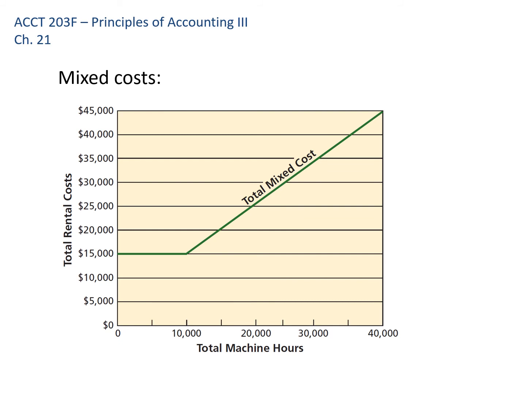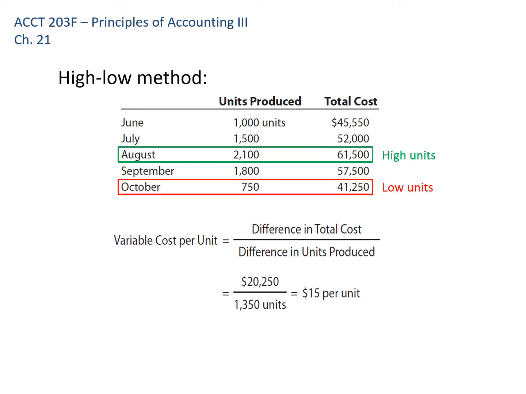So here's an example where I've got some units produced and I've got some variable or some mixed costs there. I want to take the high number of units. In that case, it's 2,100 units that occurred in August, and I want to take the low number of units. That's 750. And this is really important. A lot of students mess up on this point.